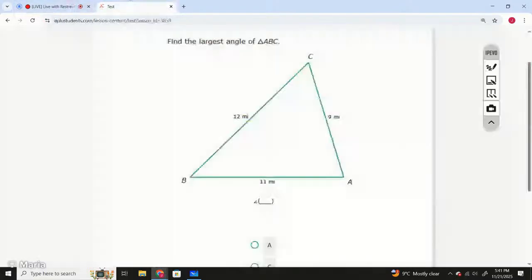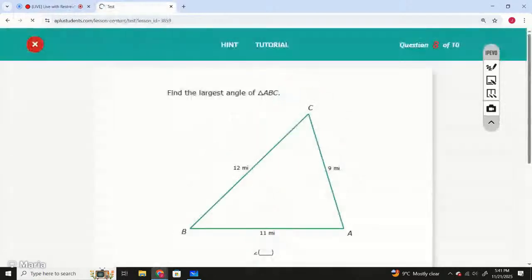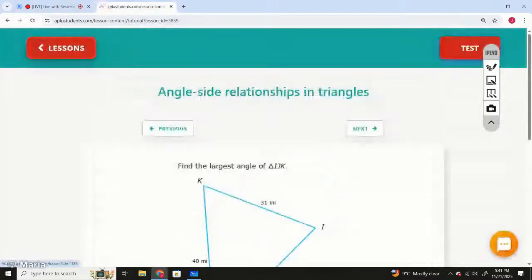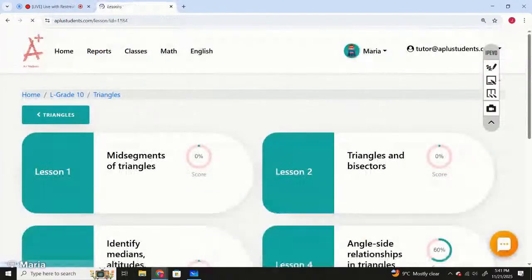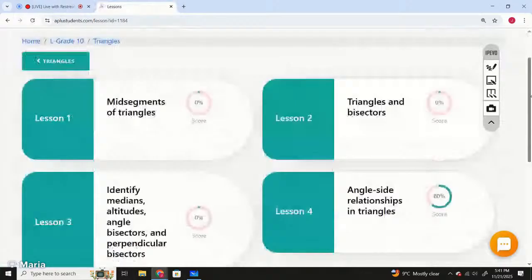So we were working with 10th grade math. The chapter we were working on is triangles. The lessons we have covered today are midsegments of triangles, triangles and bisectors, identify medians, altitudes, angle bisectors and perpendicular bisectors, and angle side relationships in triangles. So please make sure before the next session you complete all the practice questions for the lessons you just did. That is your homework until the next session.